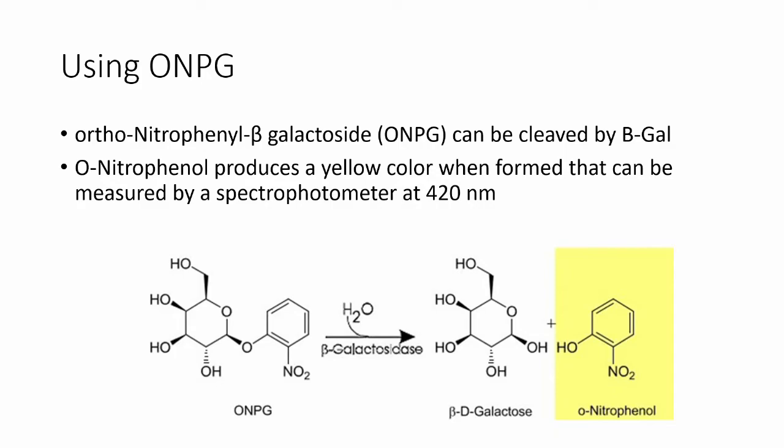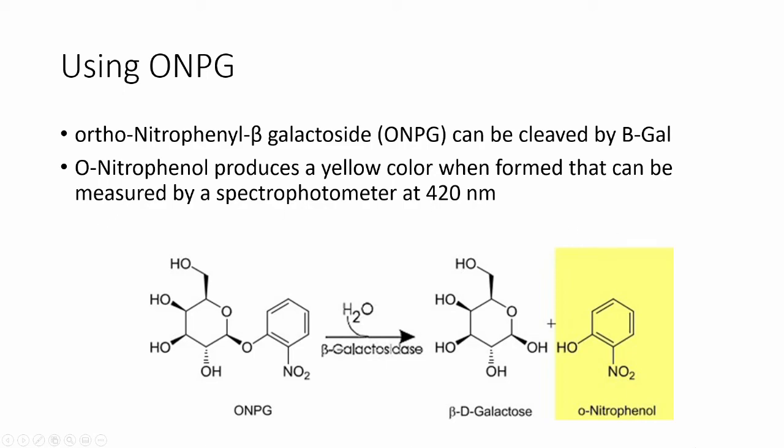So instead, for the activity assay, we're going to be using a derivative of lactose that looks similar enough that we can confuse beta-gal into hydrolyzing it. And so that compound is ortho-nitrophenyl beta-galactoside, or ONPG. The reaction is exactly the same as with lactose, where ONPG will be cleaved and we'll get beta-D-galactose, which will be colorless. But we'll also get another compound called o-nitrophenol. And when this compound is made, it will actually produce a yellow color that we can measure on a spectrophotometer at 420 nanometers.